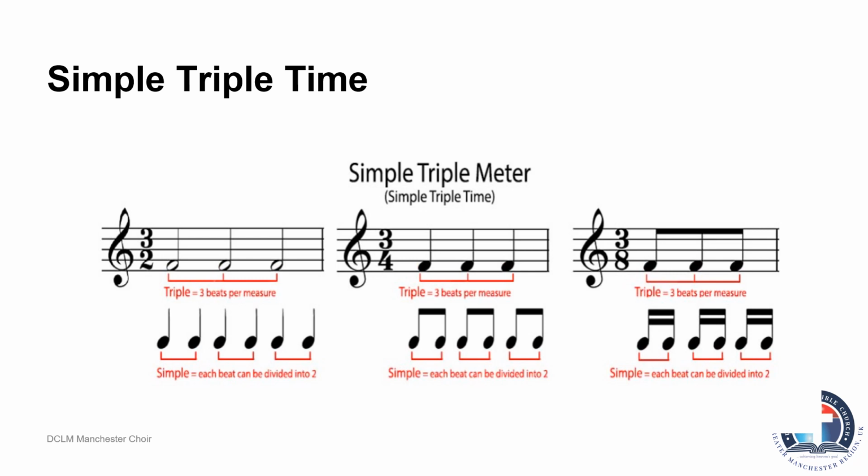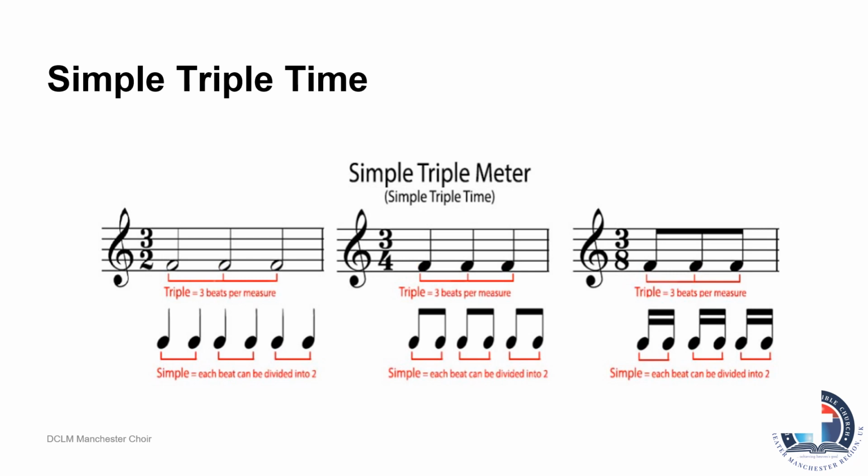For 3/4 means 3 crochet beats in a bar. It is simple again because the crochet can be divided into 2, so you have 2 quavers equivalent to 1 crochet, another 2 quavers equivalent to the second crochet, and the last 2 quavers equivalent to the last crochet. Again, it's triple because there are 3 of them occurring in a bar, so that's why it is simple triple time.